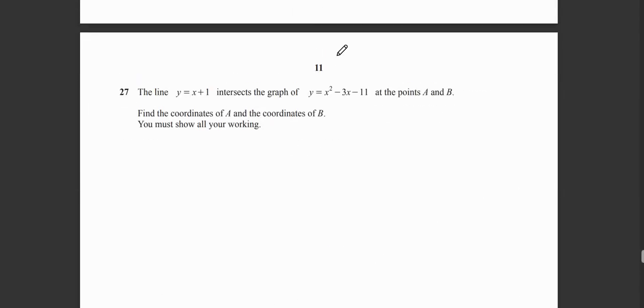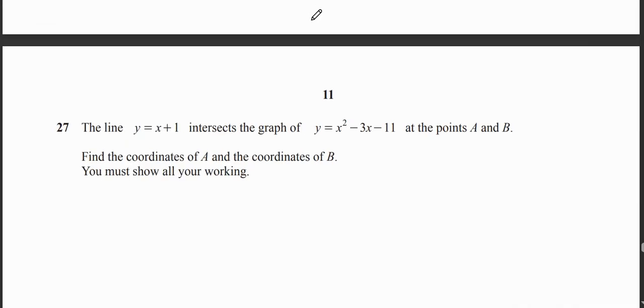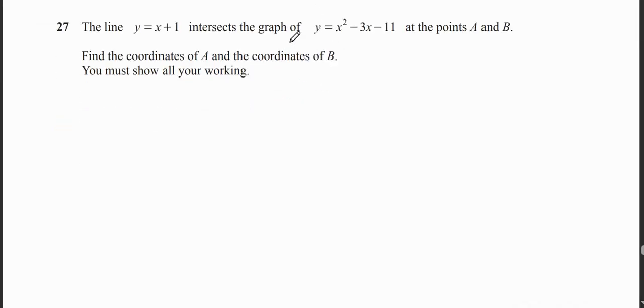Now moving on, how many questions do we have? The last question here. Perfect. It says the line y is equal to x plus 1 intersects the graph y is equal to x squared minus 3x minus 11 at the points A and B. Find the coordinates of A and B. So look, it's very simple. You just have to equate.